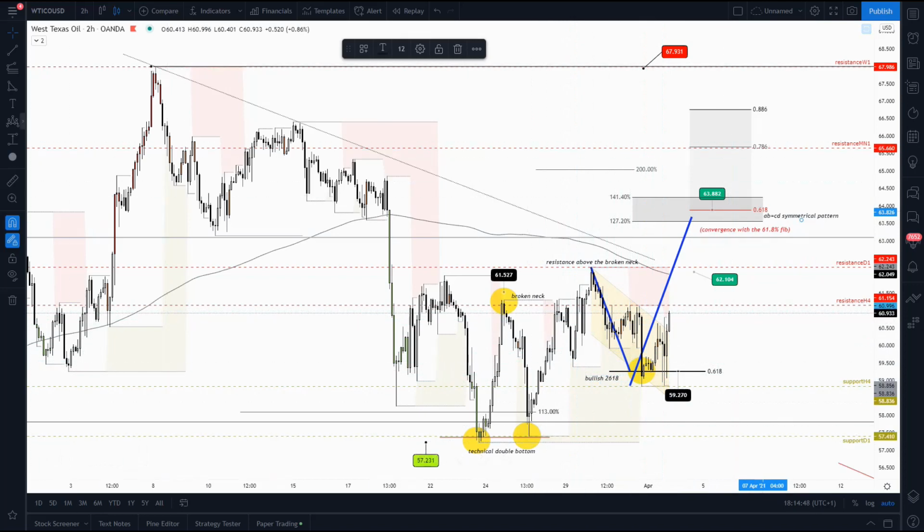So we want to see the formation of that ABCD pattern above. Usually the market needs to touch the 127 extension to form the ABCD pattern. To form the symmetrical ABCD pattern, as you can see, the market just needs to trade a couple of points above. So let's use the 127 extension as our reference for the symmetrical pattern, which will also achieve the default criteria to identify the ABCD pattern.